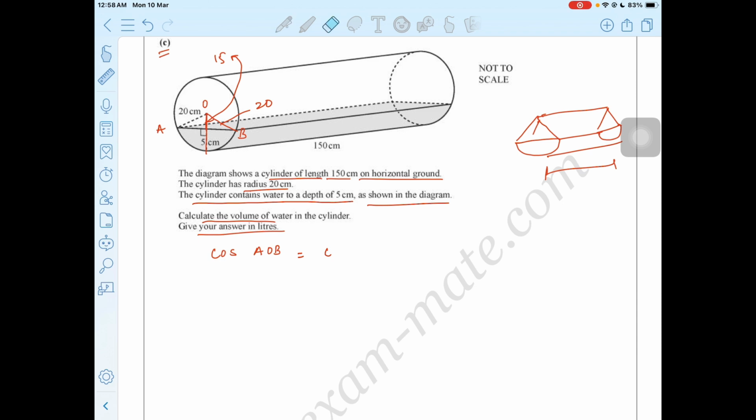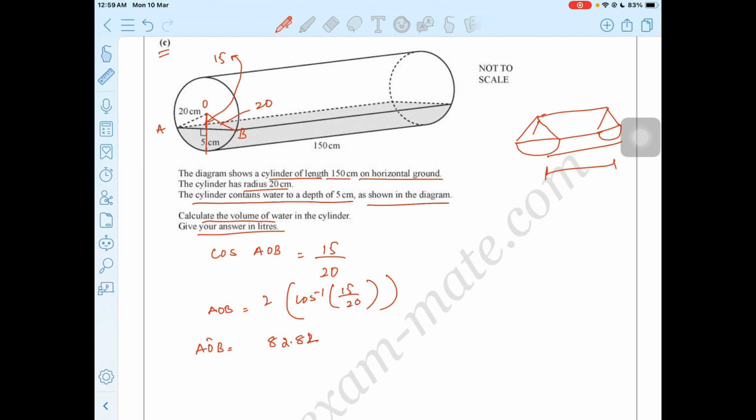So we have our base as 15 and we have our hypotenuse as 20, right? So this would be cos inverse of 15 over 20, then we multiply it by 2 to get our AOB. So this would be simply 2 multiplied by cos inverse of 15 over 20, which is 82.82. Let's just take it as 82.82. So this would be our AOB, right?